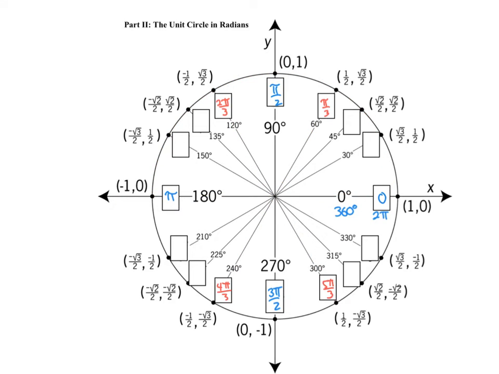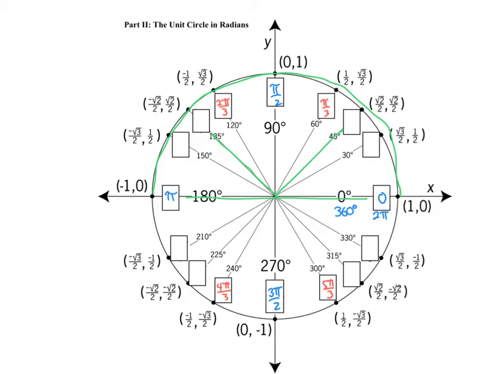Next we're going to divide this top semicircle into thirds. So if the top half represents pi, if we put that, oh, not thirds, fourths, we'll do fourths.